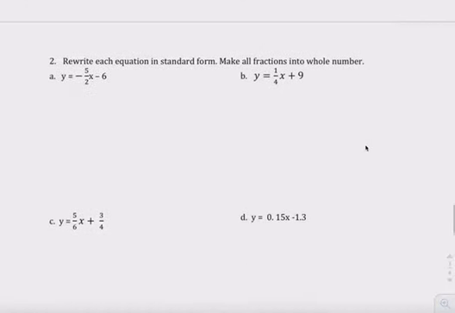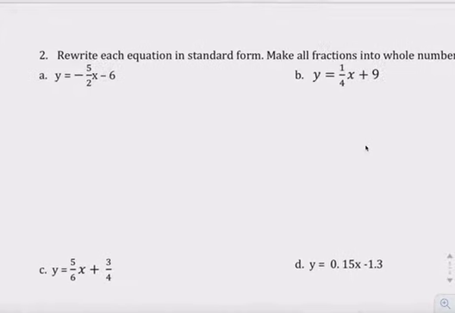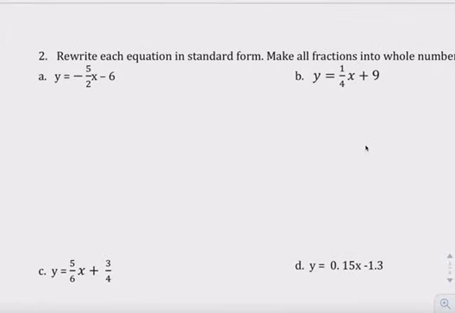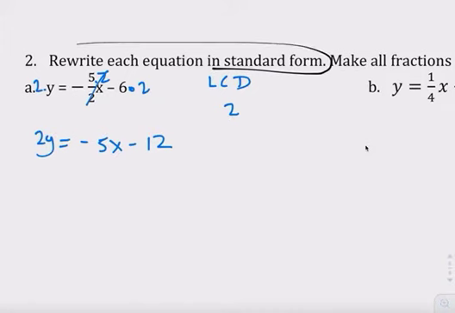Okay. Rewrite the equation in standard form. Make all fractions into whole numbers. Okay. All right. To do that, standard form, we don't want fractions, so least common denominator is 2 times 2 times 2 times 2. Okay, you get 2y equals negative 5x minus 12.